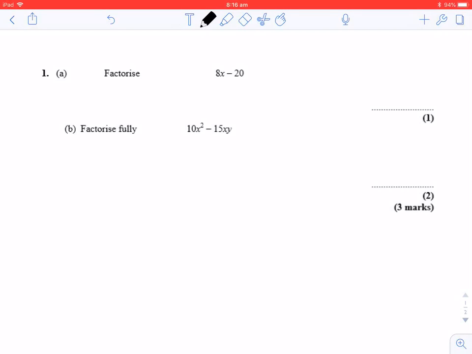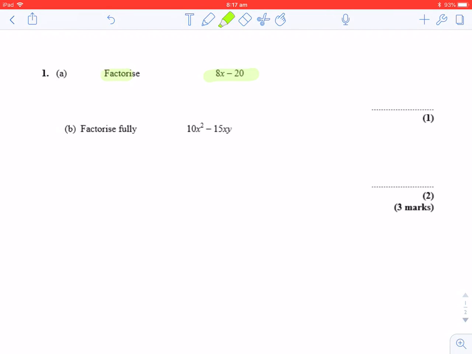So today we are looking at factorising. Now factorising simply means to put back into brackets. So as we can see with our question here, 8x minus 20 is not factorised because there are no brackets there. So what we have to do is, first of all, start off by, funnily enough, factorising.